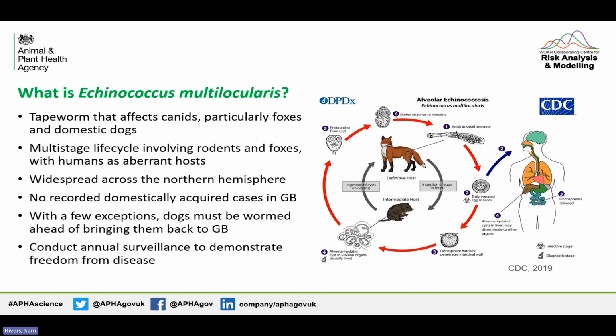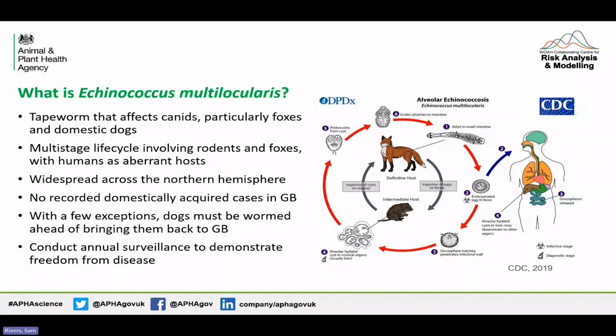So a little bit of background about what EM is and why we care about it. So broadly, it's a tapeworm that affects canids. From our point of view, that particularly means that we're looking at red foxes and domestic dogs. But as you can see from this lovely diagram that I have borrowed from the CDC, it's a multi-stage life cycle. So it also includes microtine rodents, so that's things like field voles, etc., as intermediate hosts. And on the right-hand side, we have a human. Unfortunately, it is a zoonotic disease. We're not meant to be involved in this.